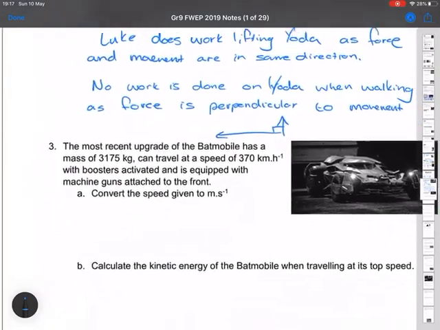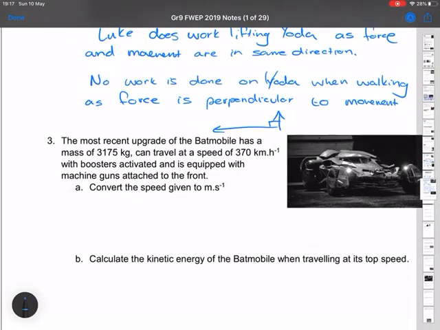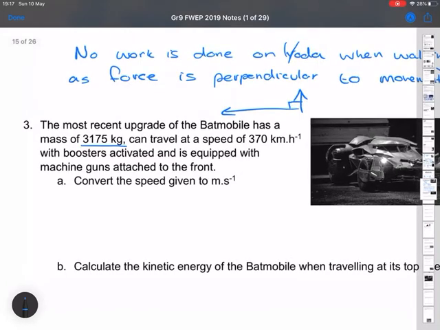Right, the most recent upgrade of the Batmobile has a mass of 3,175 kilograms, and it can travel at a speed of 370 kilometers an hour. So you should notice that that's not the SI unit for speed or velocity. With boosters activated and equipped with machine guns attached to the front, convert the speed to meters per second. If you don't know how to do that, you need to go and consult your SI unit notes from last term, because we taught that work there.